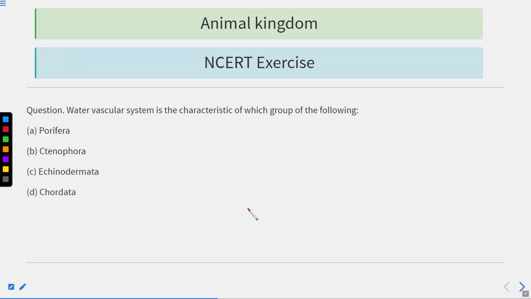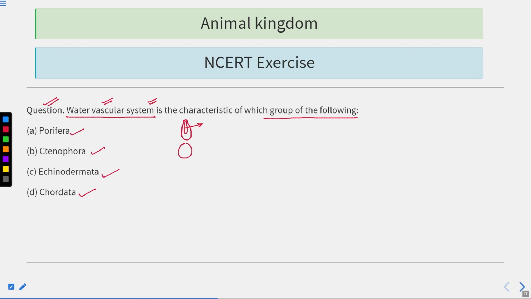Okay, here comes the next question. Water vascular system is the characteristic of which group of the following? MCQs. So, in which of the following phyla do we find a water vascular system? Porifera, Ctenophora, Echinodermata, Chordata. If we see, Porifera lives inside either fresh water or marine water, and they have a body cavity like this, the spongocoel cavity. But that is not the water vascular system.